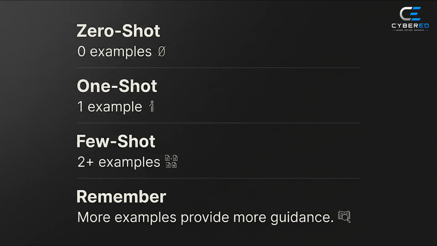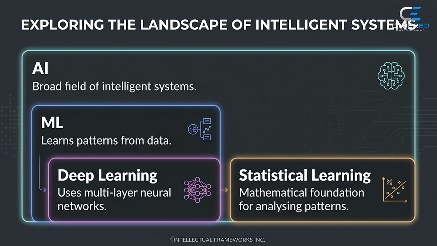This is an easy exam comparison to remember. Zero-shot means no examples. One-shot means one example. Few-shot means multiple examples. The more useful examples we provide, the more guidance the model has about the format and behavior we're expecting.